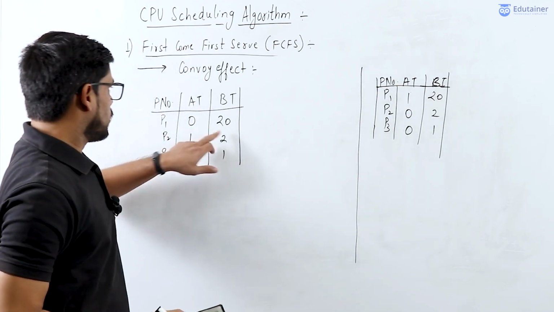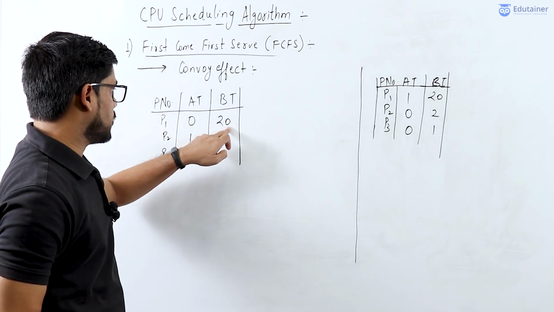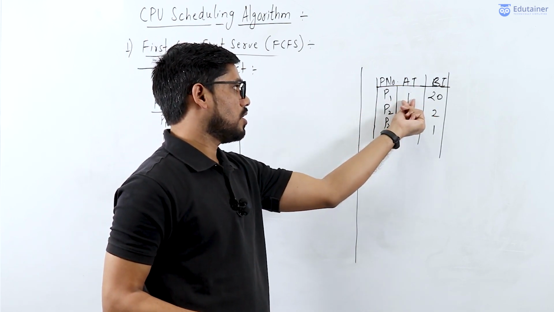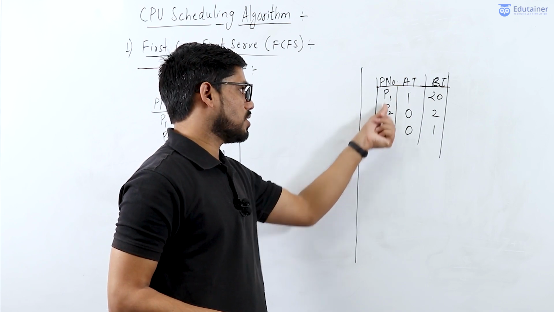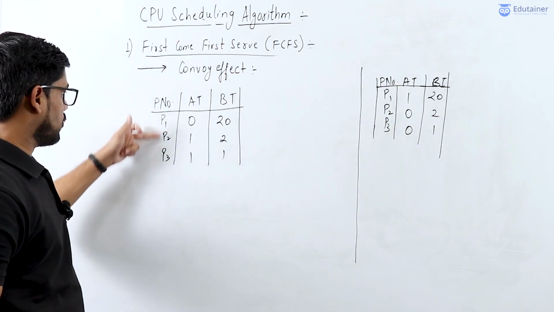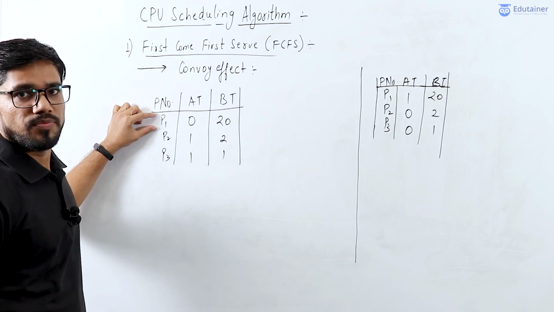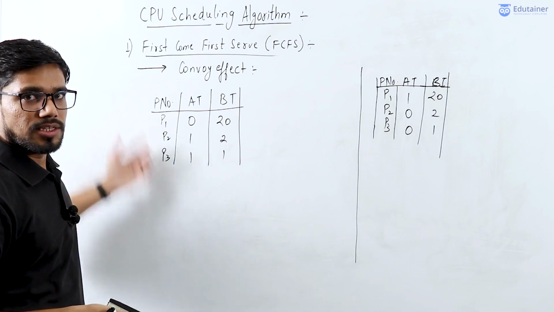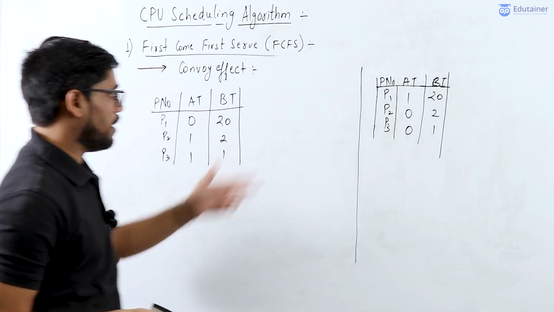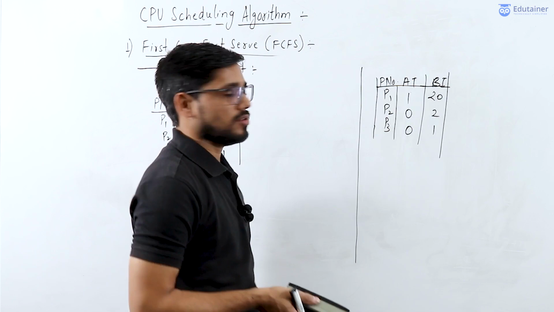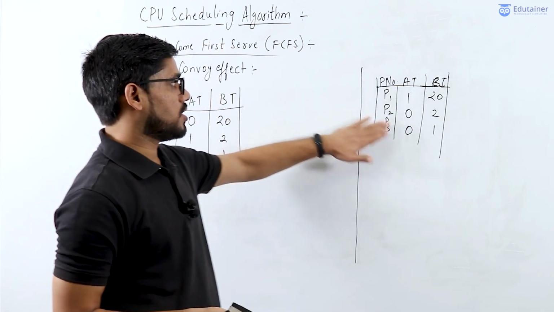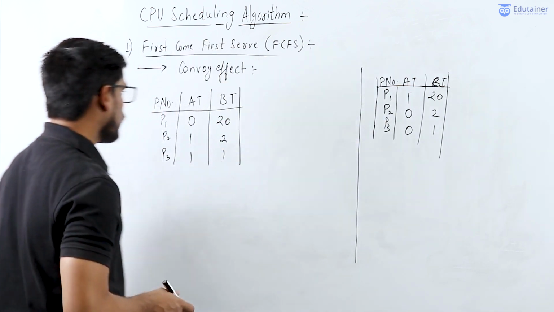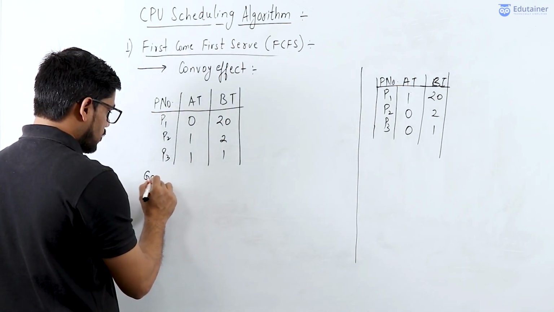You see that process P1 has a high burst time of 20, and here also P1 has a high burst time of 20, but it will come after processes P2 and P3 in the second example, whereas in the first example it comes first. So definitely it will be served first and it will take more time. In the second example, processes P2 and P3 come first, so their chance of getting the CPU will be higher. Let's solve these two examples.